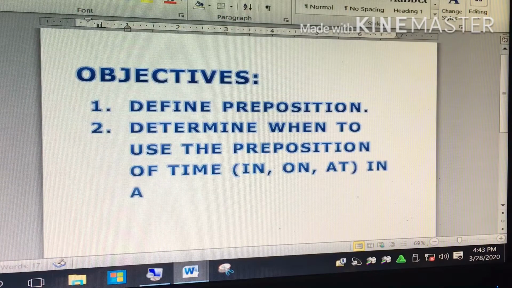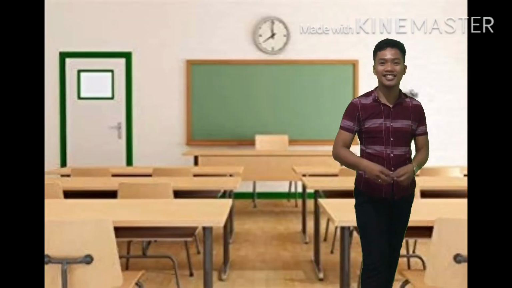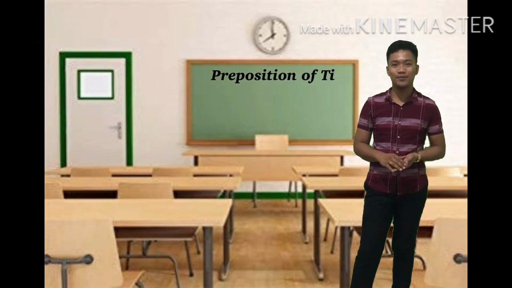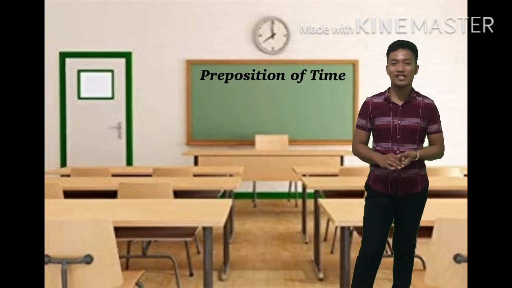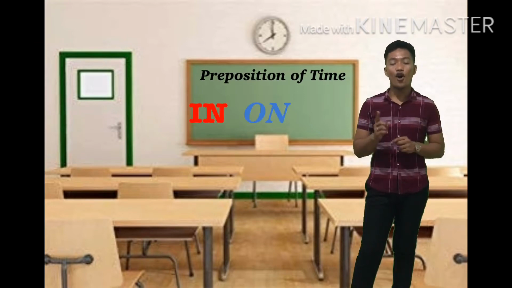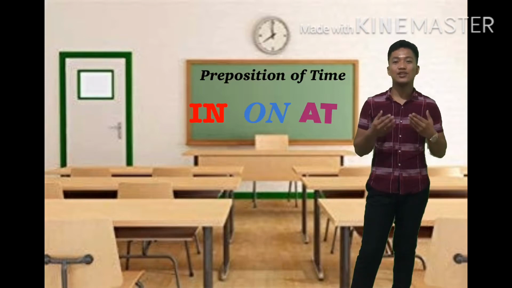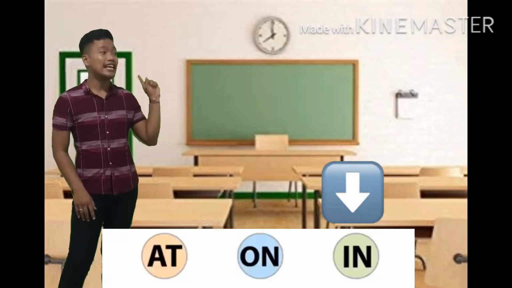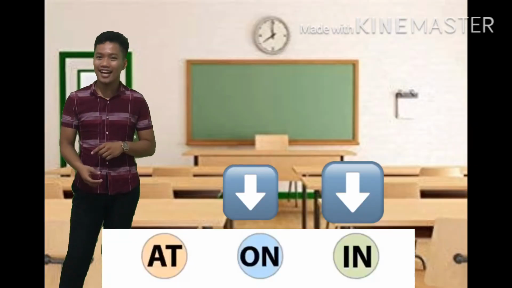in, on, and at in a given sentence. So you've got it! Our topic for today is all about prepositions of time. The examples of prepositions of time are in, on, and at. They are used to describe when something happened, happens, or will happen.